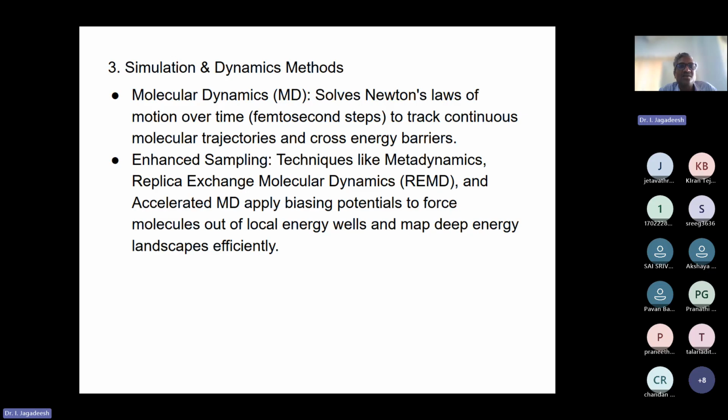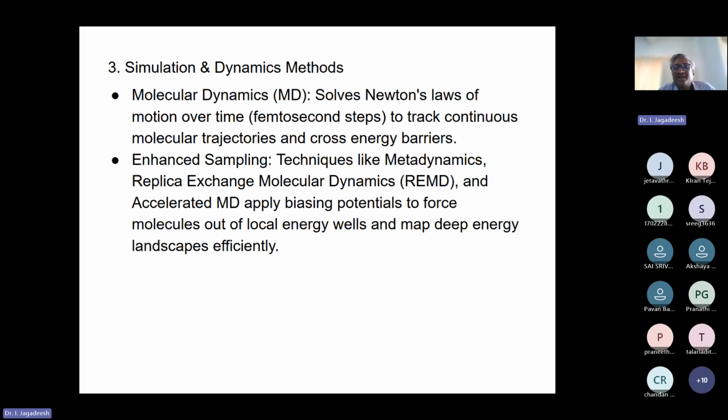When the molecule is moving, it will move along with this water also, so its shape and its charges are affected. So we take them into account and track the continuous molecular trajectories with the water effect, with solvation, without solvation, or the solvent effect. The second approach is enhanced sampling.